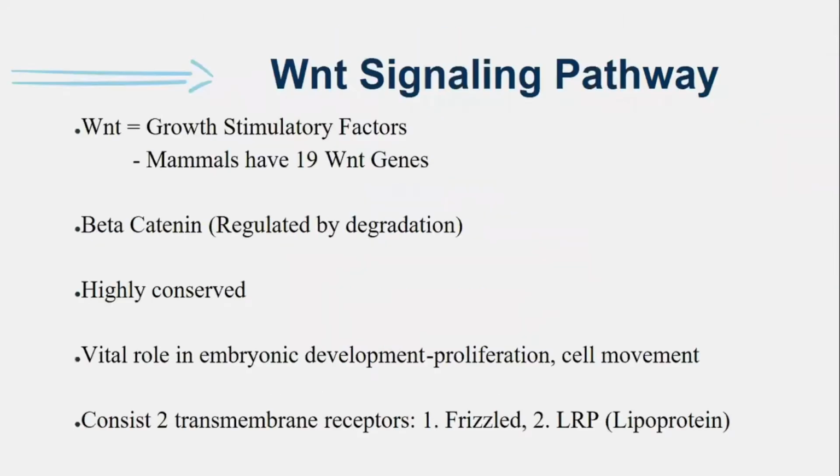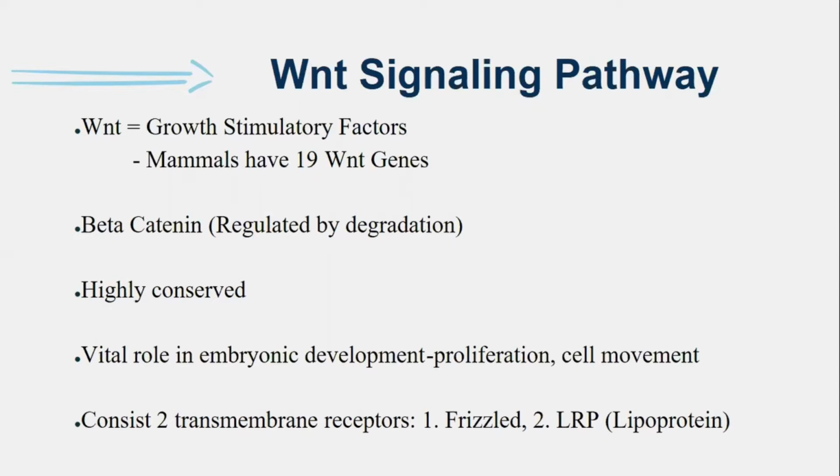So next, what is the Wnt Signaling Pathway? The Wnt signaling pathway is a gene of the growth stimulatory factor. Mammals have 19 Wnt genes. The other name for the Wnt signaling pathway is beta-catenin, which is regulated by degradation. Wnt signaling is highly conserved and has a vital role in embryonic development, such as for proliferation and also cell movement.